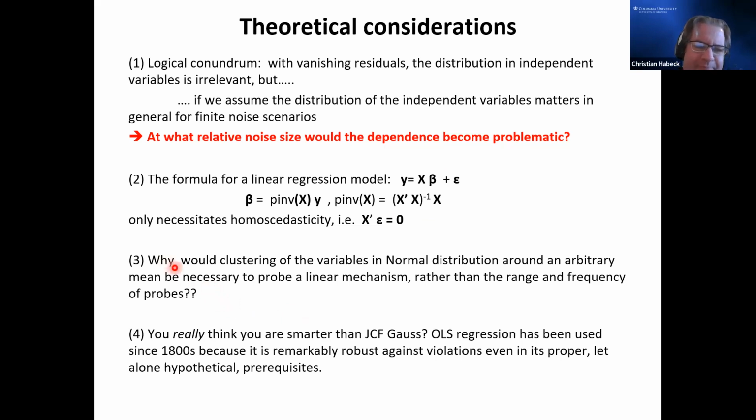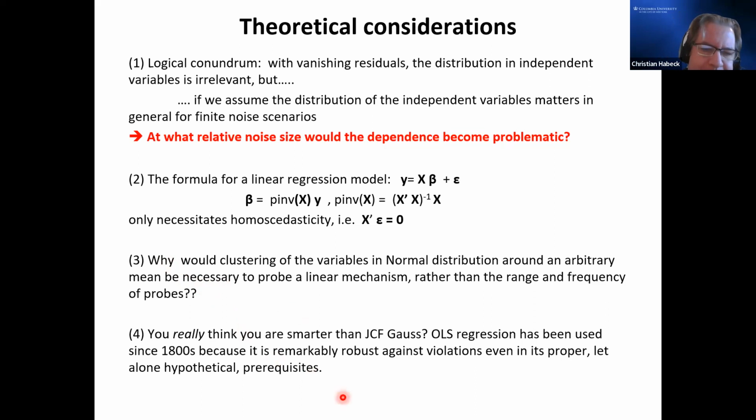So yeah, here I've said it already. If you think about it away from math, it's kind of weird. Why does probing a linear mechanism matter how you cluster your probing values? Why should that matter? It would be very unsatisfactory, right?